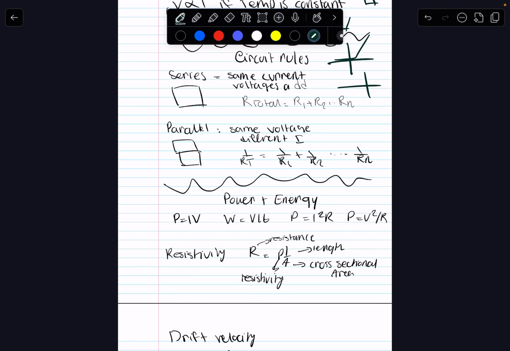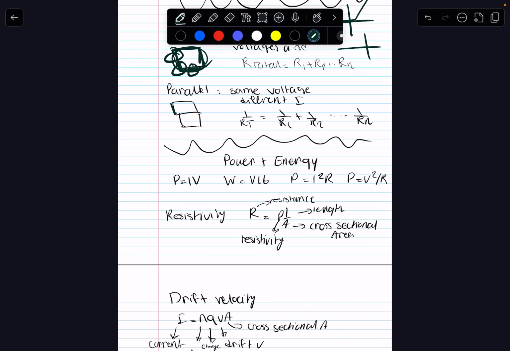Circuit rules: in series you have the same current and voltages add. So basically if I had something spreading out here, it would be the same across everything. So R total is R1 plus R2 plus R3 until you get to the last one. In parallel, you have a difference because of this junction. So if you have 3 volts here, maybe 1 goes here, and then 2 volts go there. So then you get 1 over RT is the sum of 1 over each R, which is your resistance. Make sure you guys could prove this.